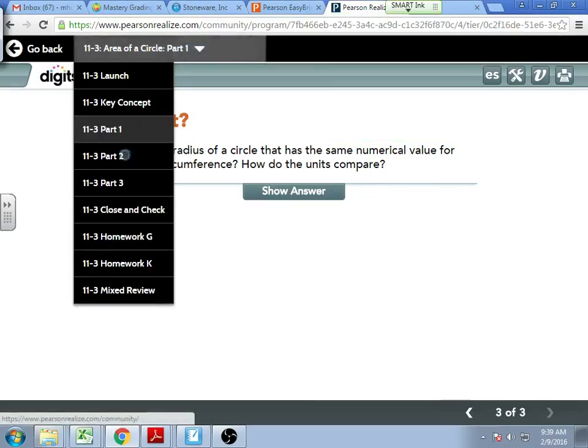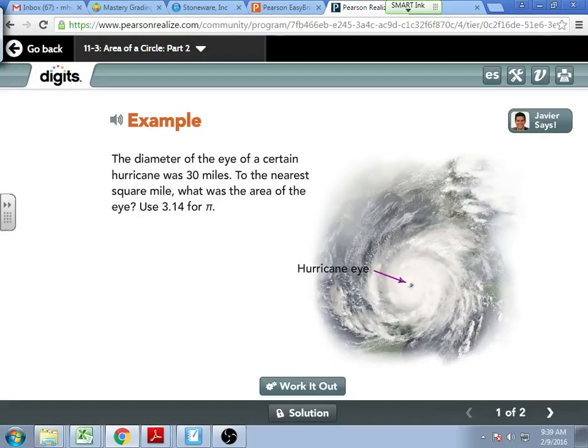Alright, so now part 2, we're going to move on to the got it since we already did the eye of the hurricane. So if you flip to the back and move on to bubble netting.